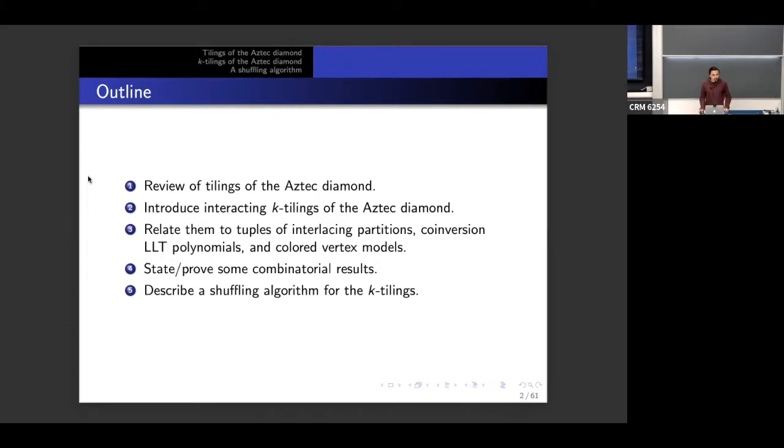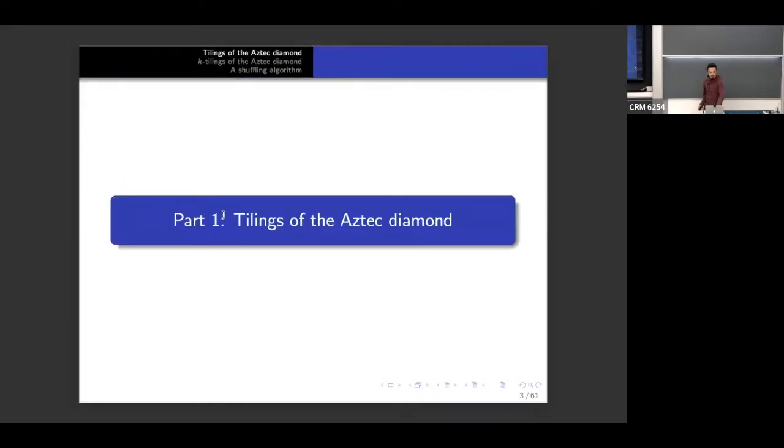So after we do that review, we're going to introduce the K-tilings, and we'll relate them to interlacing partitions, tuples of interlacing partitions, LLT polynomials, and some integrable colored vertex models. So then we'll state some results and prove some results about these K-tilings. And if there's time at the end, I'll describe a shuffling algorithm, a generalization of the normal domino shuffling for these tuples of tilings.